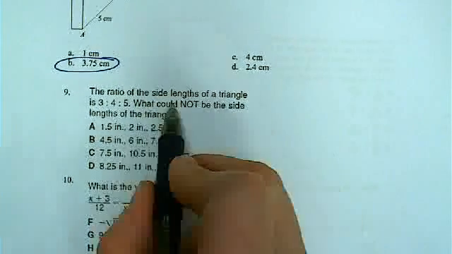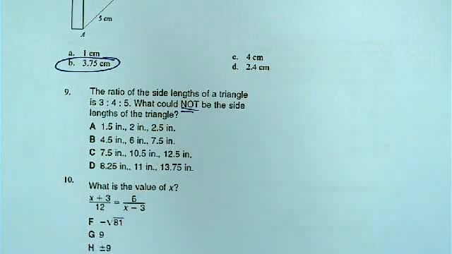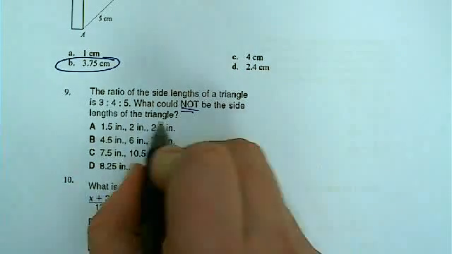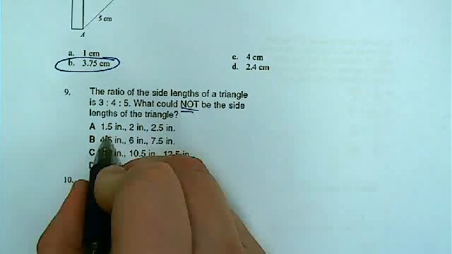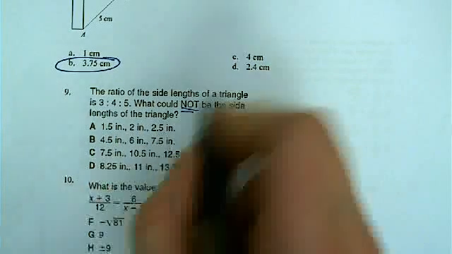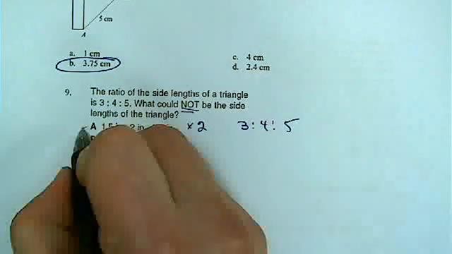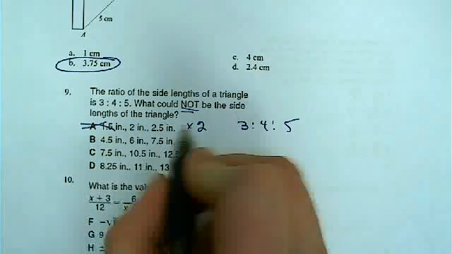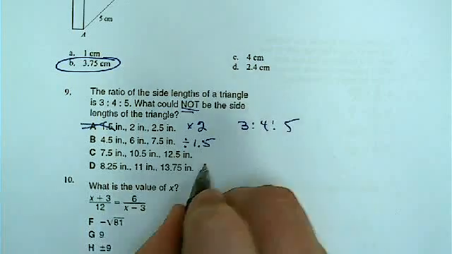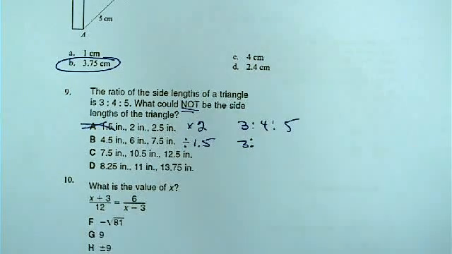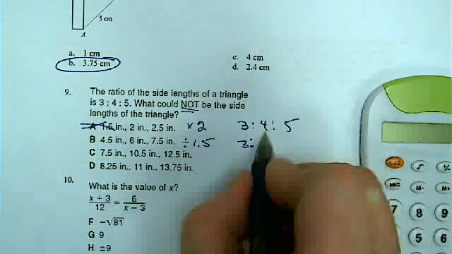The ratio of the sides of a triangle are 3 to 4 to 5. What could not be the side lengths of the triangle? So the question really is asking, which of these does not have that base ratio when I simplify it? Well, this one right here, if I multiply all of those by 2, that will land me at 3, 4, and 5. So that's out. This one here, if I divide this by 1.5, I'm going to end up at 3. And just to be sure, 6 divided by 1.5 is 4, and the last one will be 5.